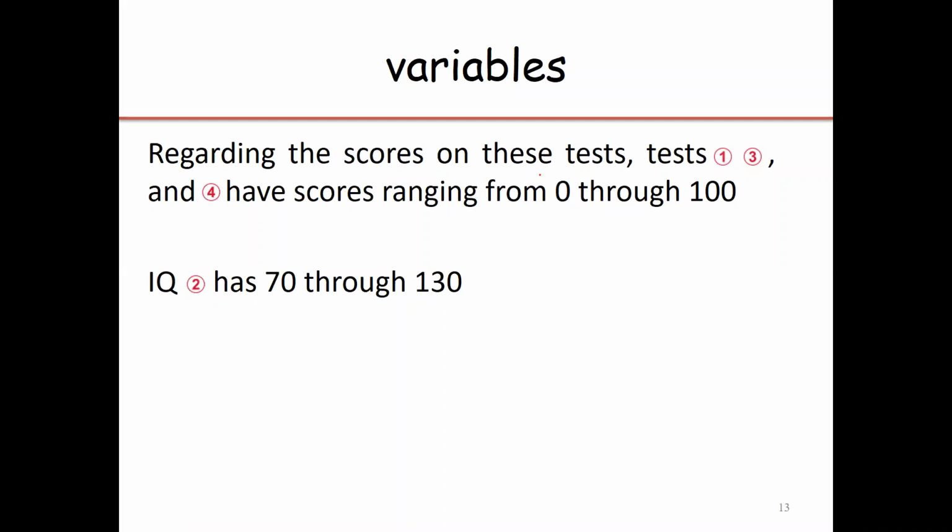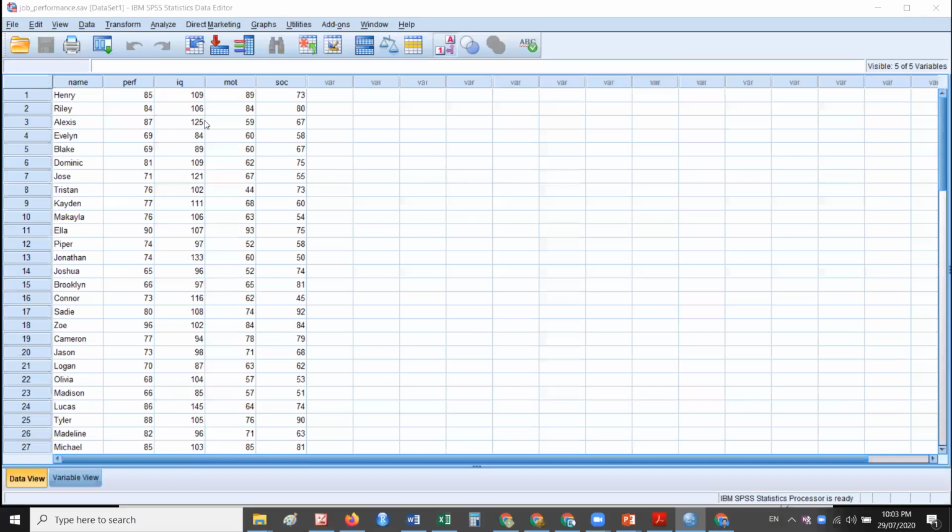Regarding the scores, performance, motivation, and social support have scores ranging from 0 to 100. It is measured on a Likert scale from 0 to 100. And the IQ variable is measured from 70 to 130. So these are the different measurement scales on which these four variables are recorded.